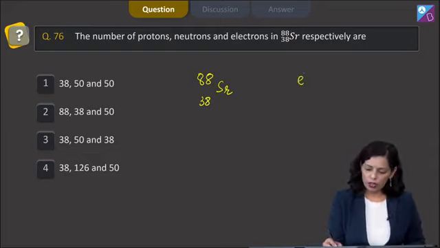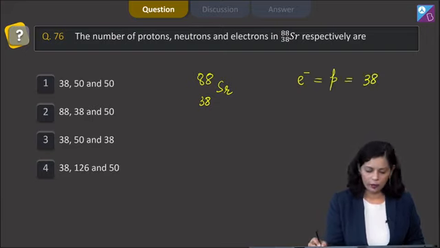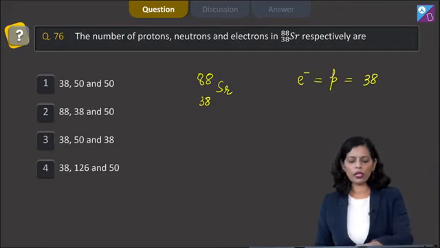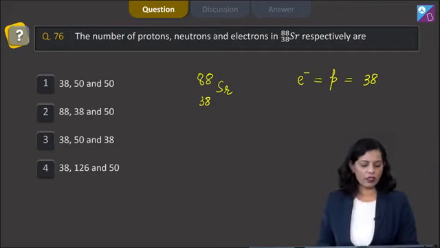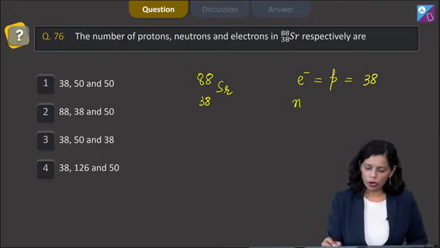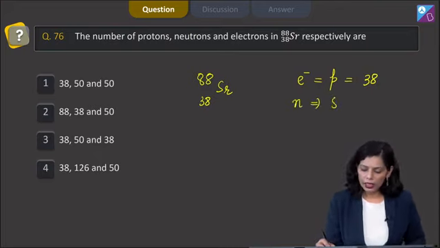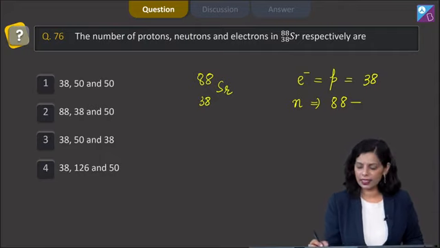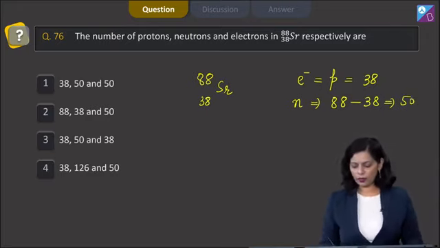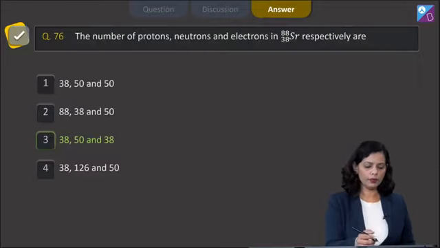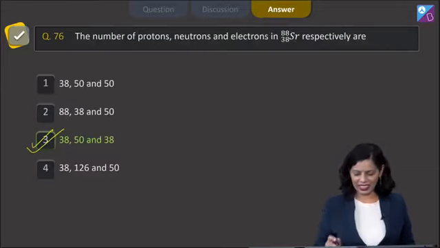Number of electrons equals number of protons equals atomic number, that is 38. Clear? So protons and electrons are 38 and 38. So in option 3 we can find it. Now what about the number of neutrons? Number of neutrons would be mass number minus number of protons, or the atomic number. This is 50. Clear? Now correctly this is given here in option 3. I hope you have already identified.